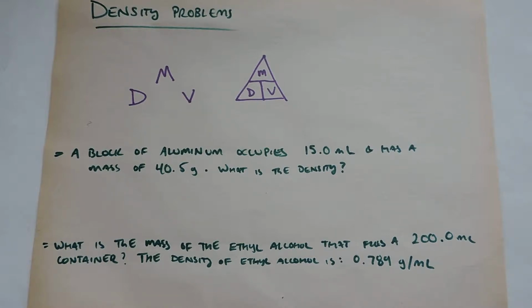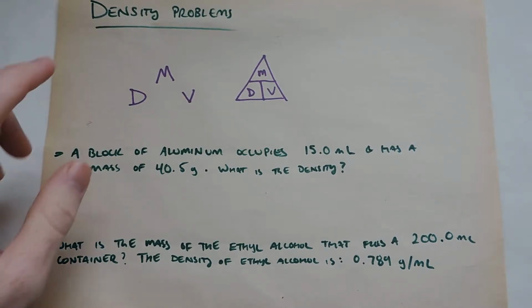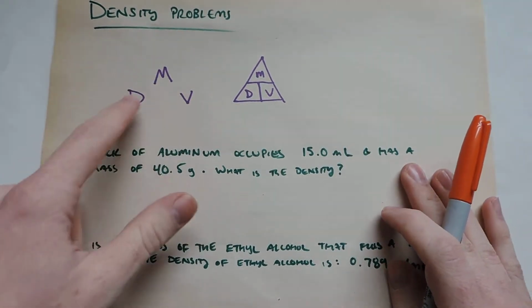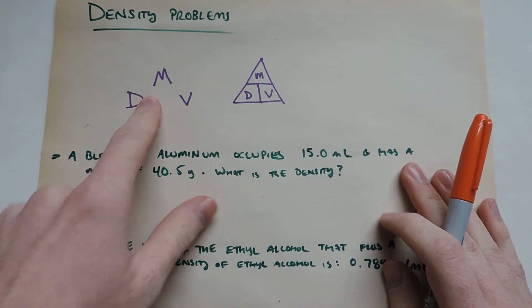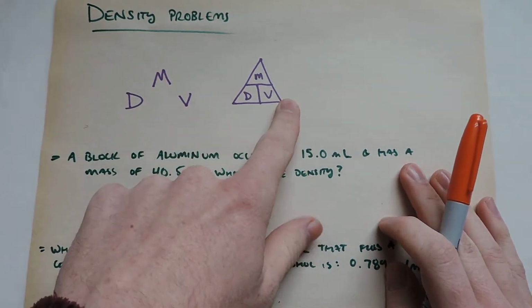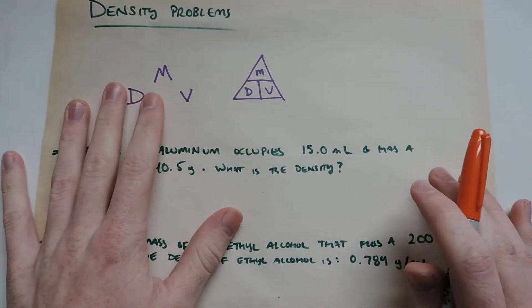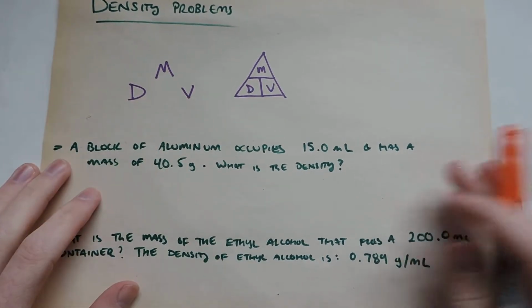Density problems like these are pretty easy to solve once you have the density triangle, which is how I draw it on a piece of paper. I just do DMV, like Department of Motor Vehicles. I don't really make the full triangle itself. Once you have this tool, it's really easy to solve these problems.